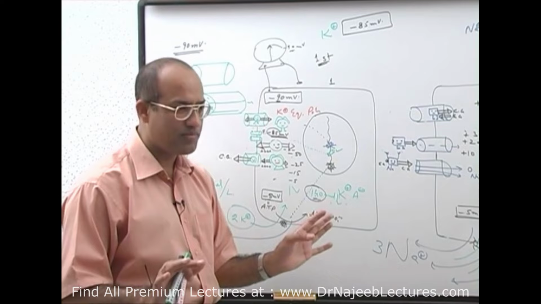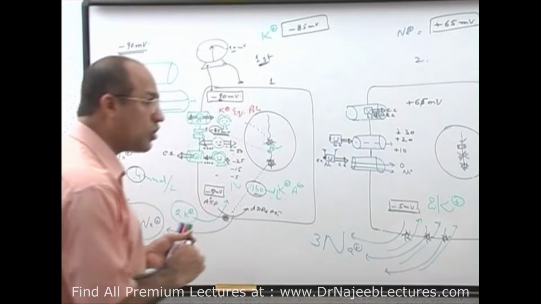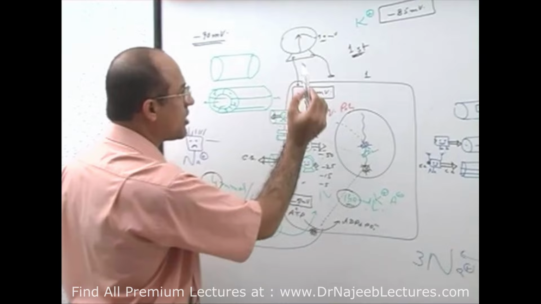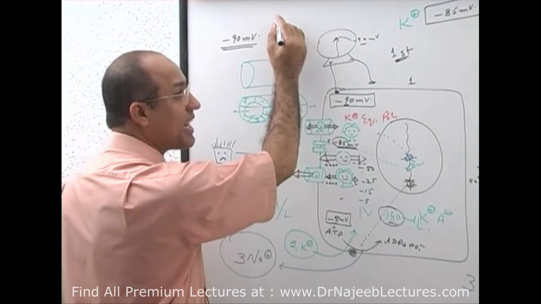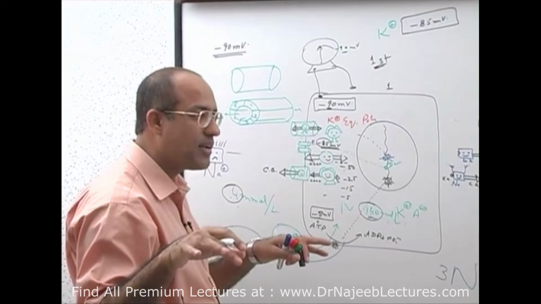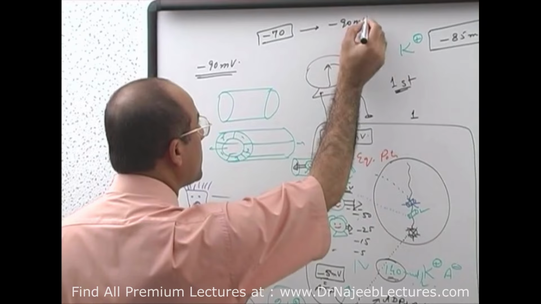Good. Now, when scientists, the researchers, studied the potential in normal human cells, in most of the cells they found, when they put one electrode inside the cell and the neutral electrode outside, in most human cells, when cells are not electrically stimulated, when cells are resting comfortably, that the membrane potential was somewhere between minus 70 to minus 90 millivolt.